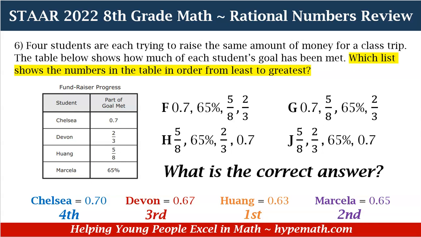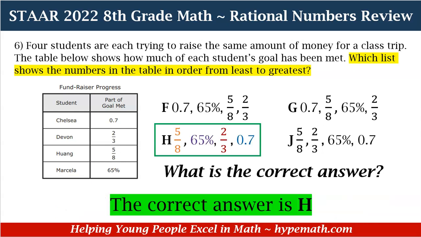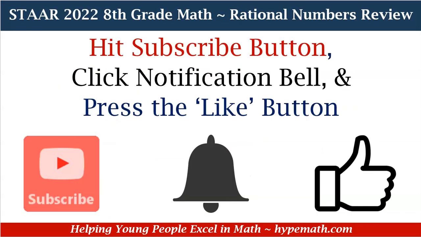So now that we know the numbers in order from least to greatest, our correct answer is H. H shows our list order from least to greatest. And that is it, 8th graders, for part 2 of comparing and ordering rational numbers.